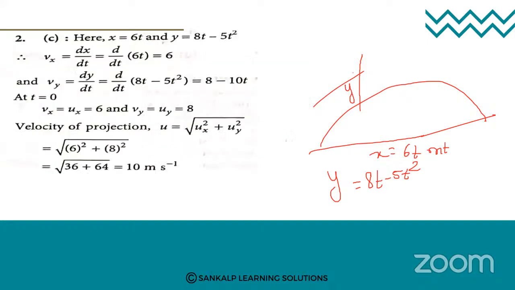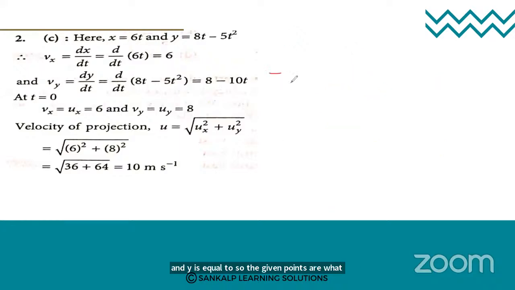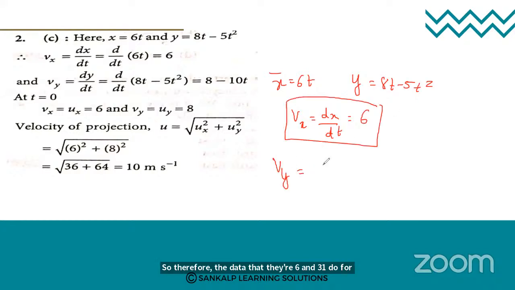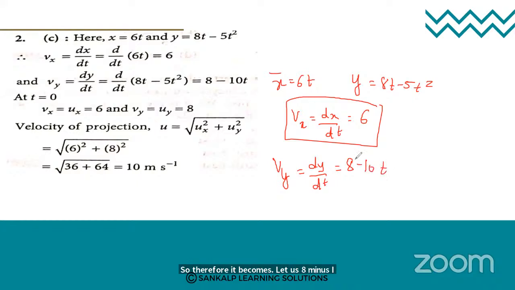Yes, here you can see. So the given points are what? What all is given, students? That is x is equal to 6t, and it is given as y is equal to 8t minus 5t square. So if I require velocity, I'll just do it as dx by dt. So dx by dt, here x is 6t, therefore this becomes 6. Suppose if I do vy, it is nothing but what? dy divided by dt. So therefore it becomes 8 minus 10t. This is vy is equal to.